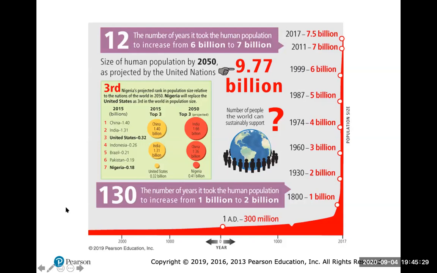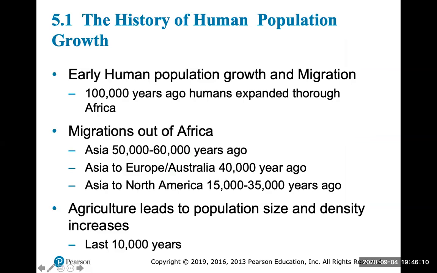So this is, again, a look at how the population has increased, and especially it's increased greatly, exponentially, just in the past 200 or 300 years, pretty much since the Industrial Revolution. So this is how countries kind of rate in terms of their population size relative to the world. Here's the number of people the world can sustainably support. That's kind of the major question. How many people can the world support sustainably with enough resources that exist? The size of human population by 2050 is predicted to be about 9.5 to 10 billion, and that's projected by the UN.